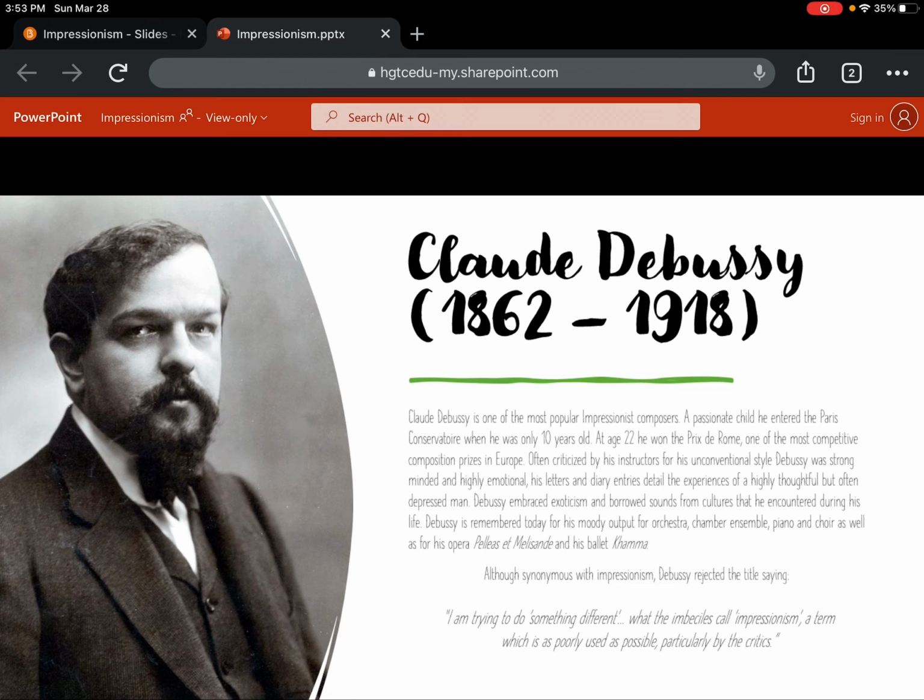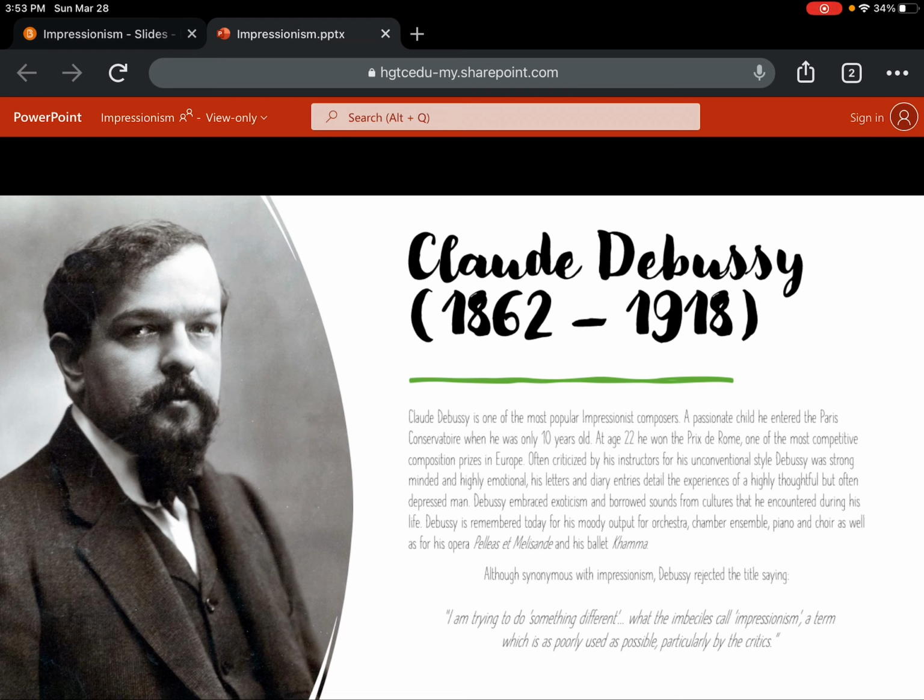One of the composers that's most identified today with the Impressionist period is Claude Debussy. Claude Debussy is one of the most popular Impressionist composers. As a passionate child, he entered the Paris Conservatory when he was only 10 years old. And at 22, he won the Prix de Rome, which is still to this day one of the most prestigious musical composition prizes that someone can win.